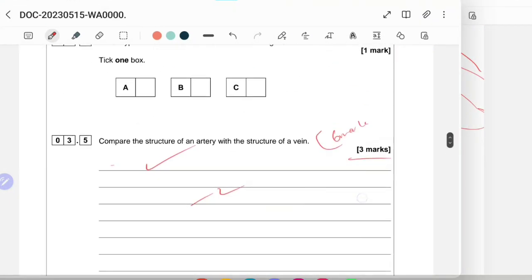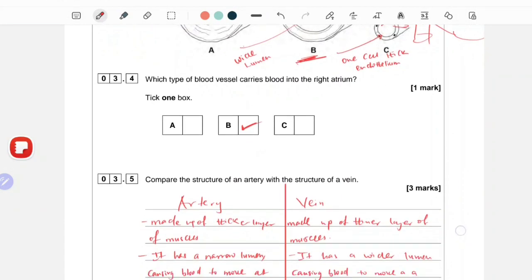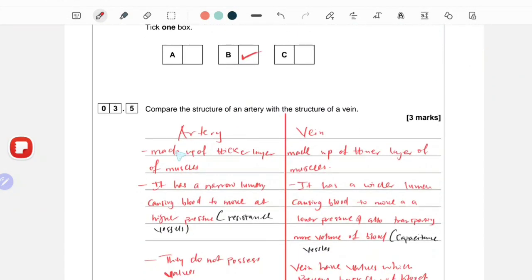So you are asked to compare the structure of an artery with the structure of a vein. This is very important now. You can write as many points as possible. Artery is made up of a thicker wall. Vein is made up of a thinner layer of muscular fiber. Make sure you compare them by muscle and size of lumen: narrow here, wider here.